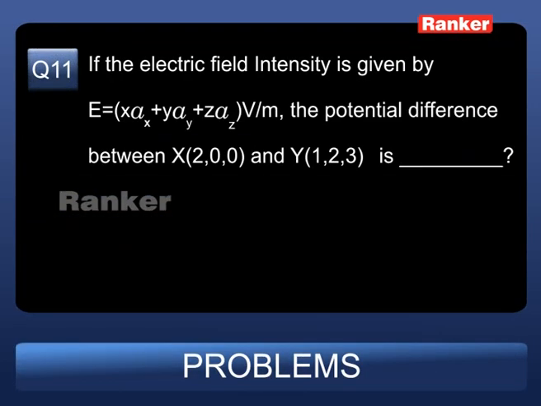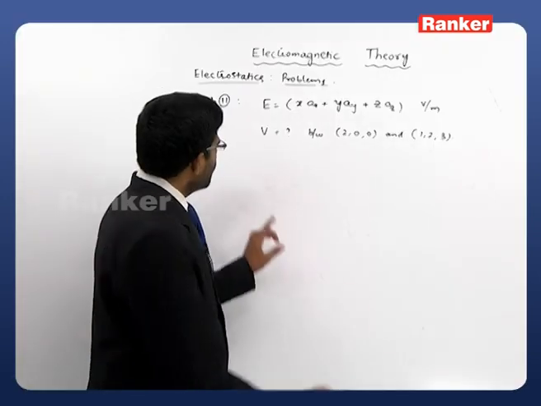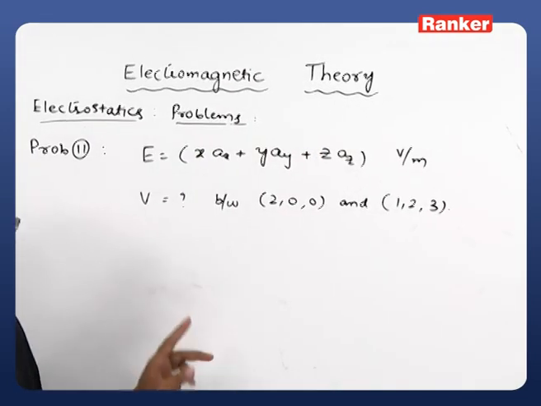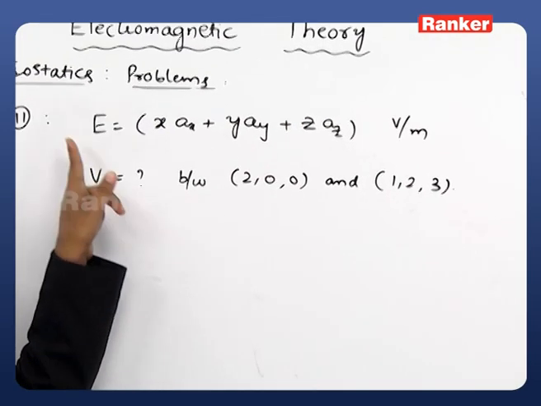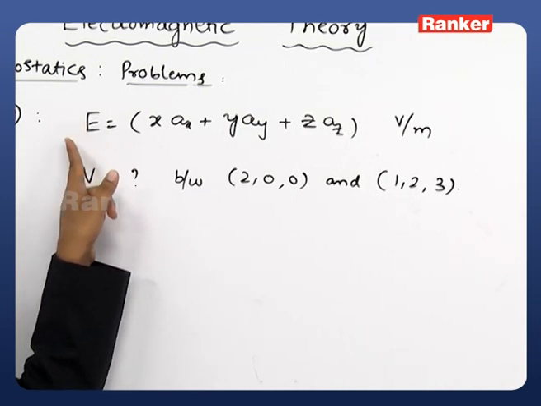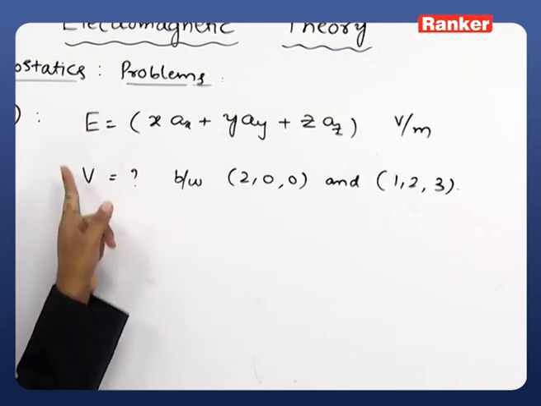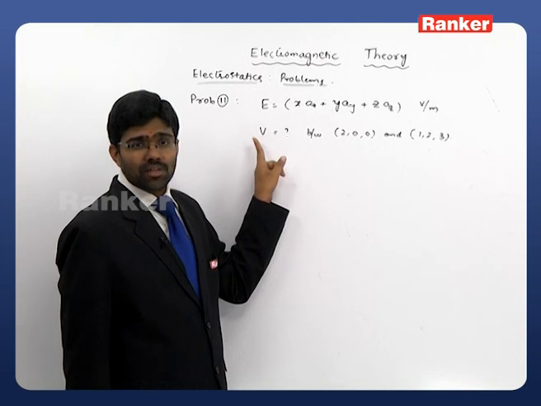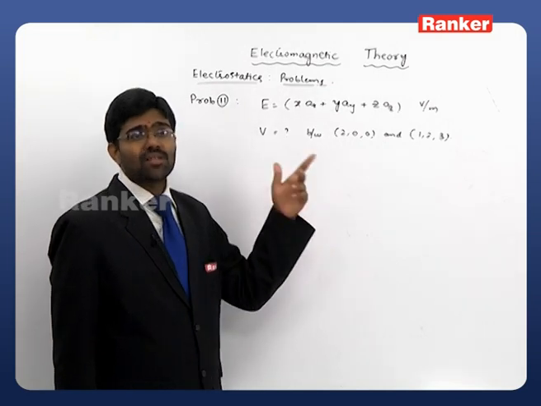Problem number 11. If the electric field intensity is given by E equals x ax plus y ay plus z az volt per meter, what is the potential difference between the point (2, 0, 0) and another point (1, 2, 3)? Solution. Here clearly what we are supposed to calculate is the potential, and the given data is the electric field intensity. Already we know there is a clear relation between the electric field intensity and the potential. Remember that this is not potential, it's a potential difference.